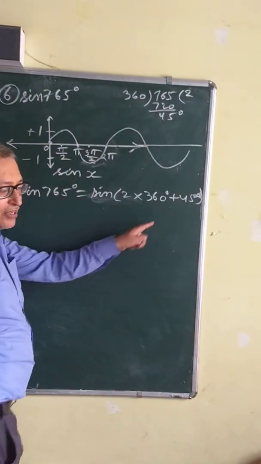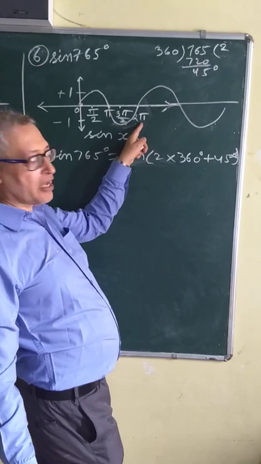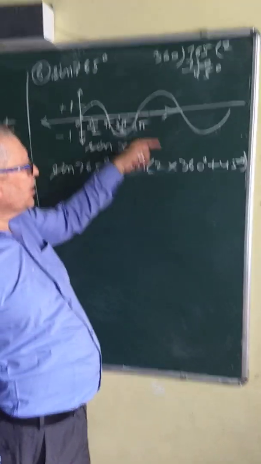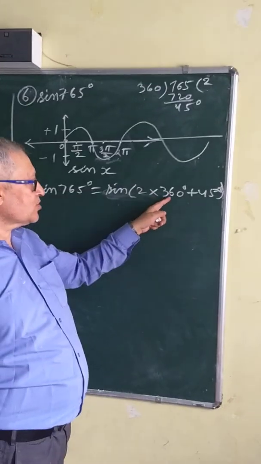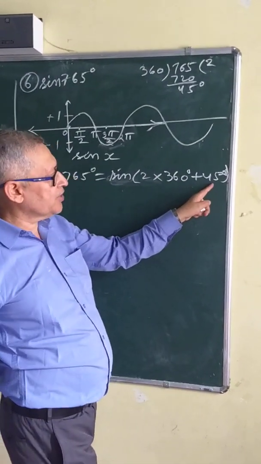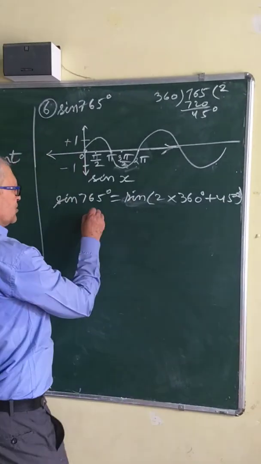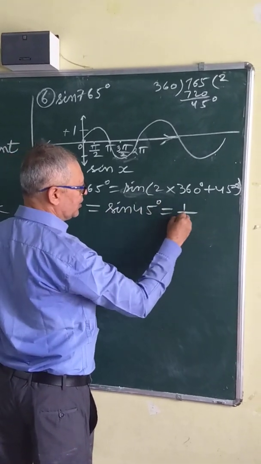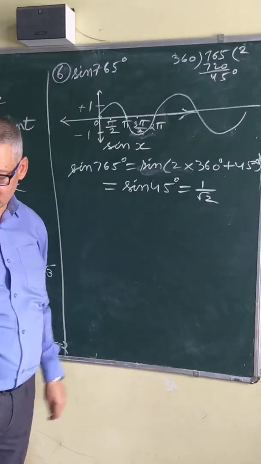What is the meaning of this? After completing 360 means 2 pi cycle, the value of sin will be 0 because sin 2 pi is 0, and after second cycle again 2 pi will come, that is also 0. So value of 45 we will take because this will have value only. So this is equal to sin 45 and sin 45 is equal to 1 by root 2. We know that. So now this is the answer of sin 765.